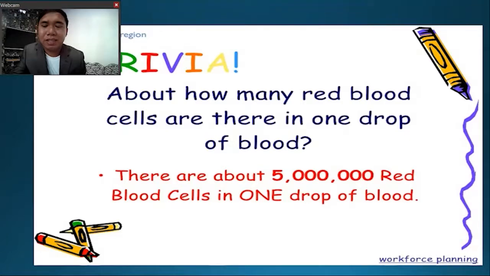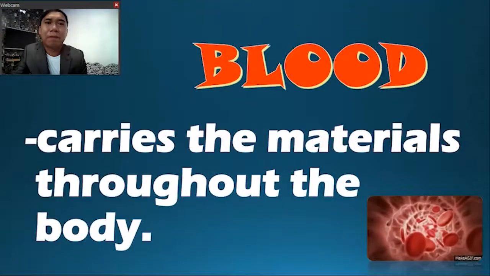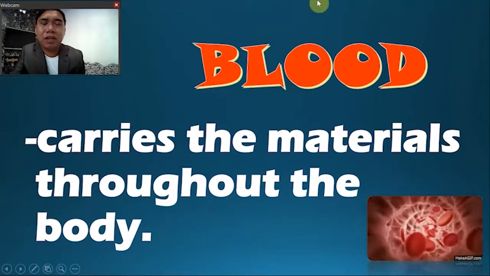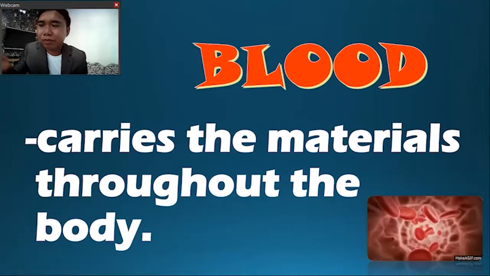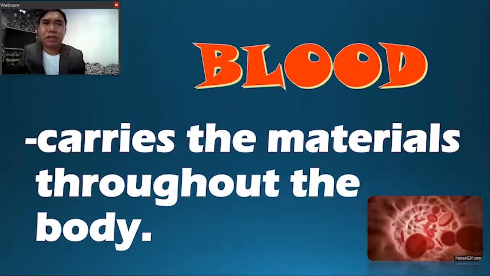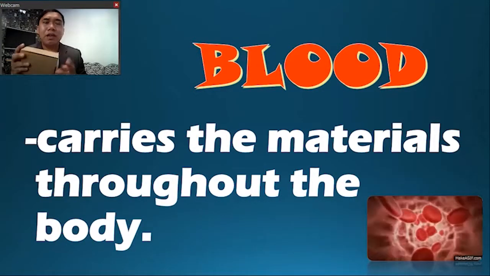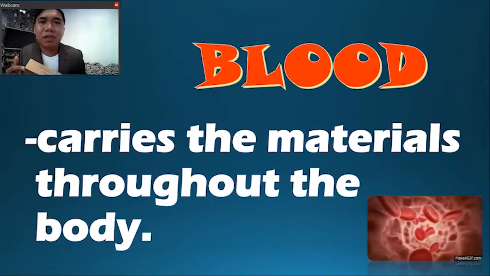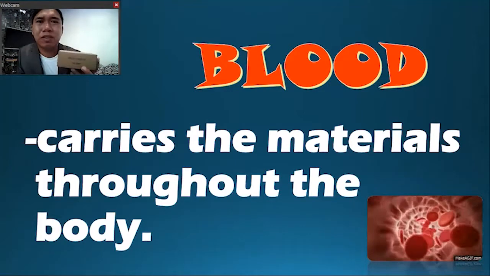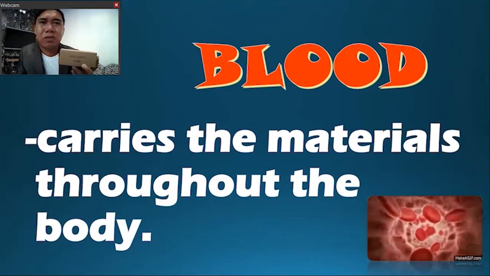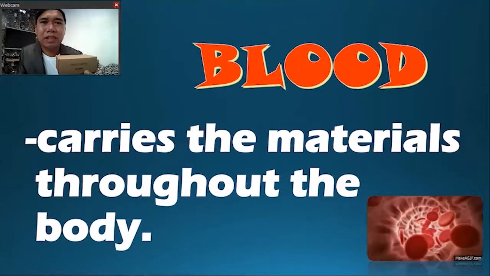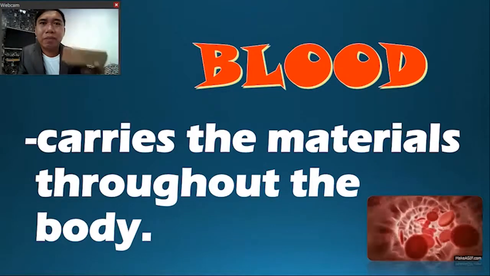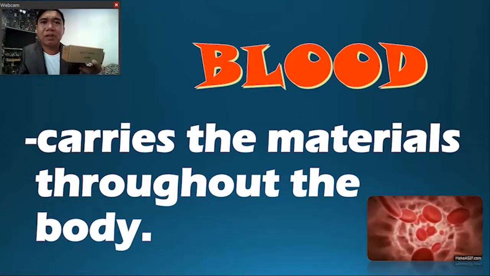Now let's talk about the blood. The blood carries the materials throughout the body. The blood is somewhat like this. So what is this, class? This is a box. What is the function of the box? A box can hold materials. We can put anything here.